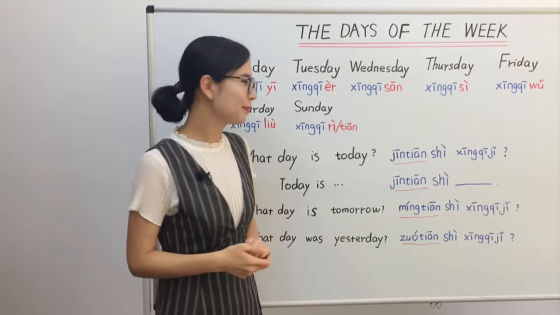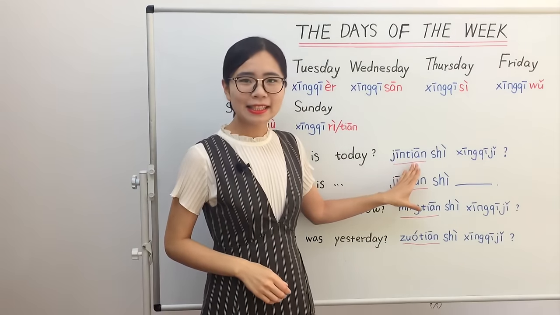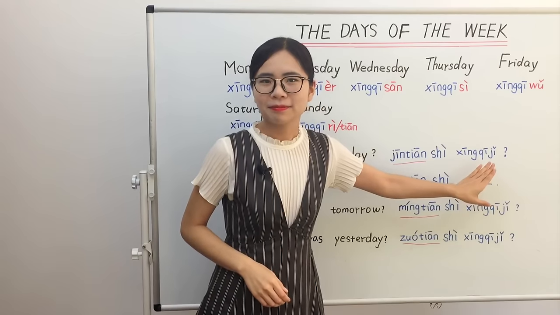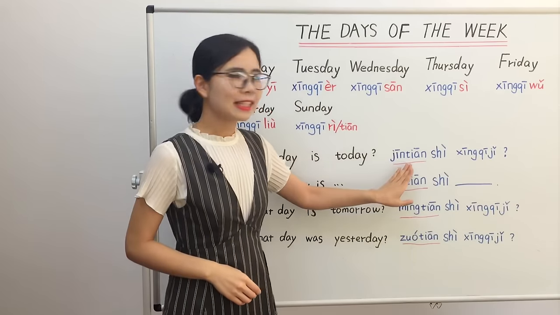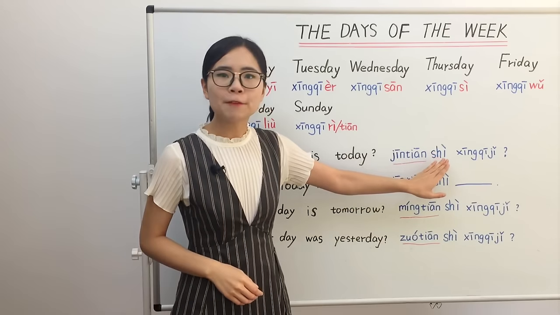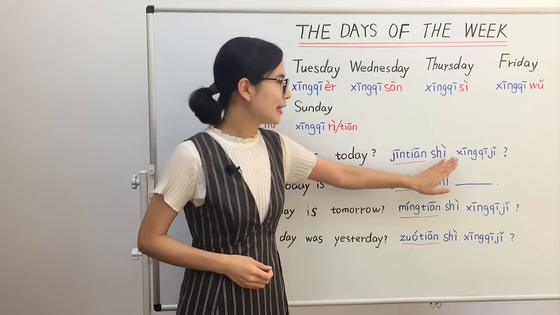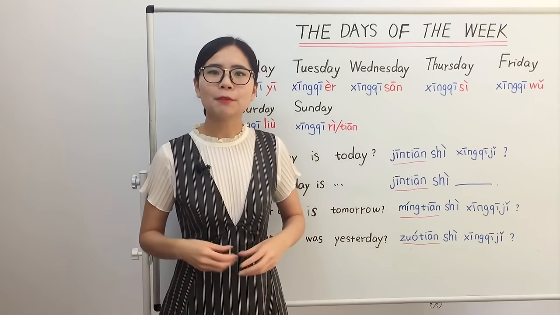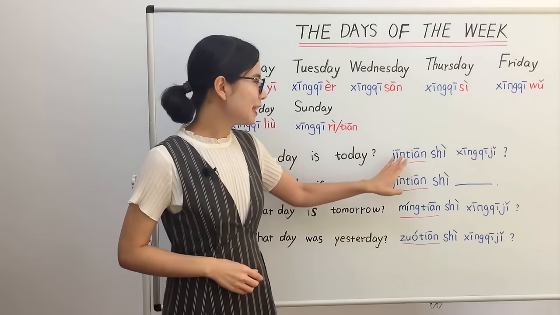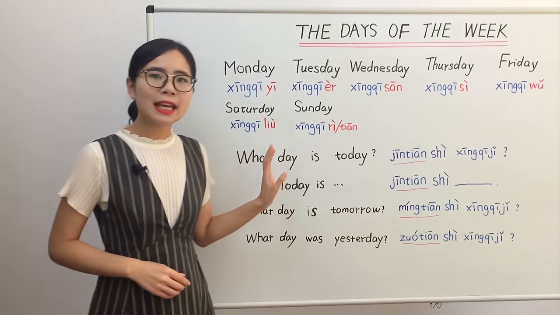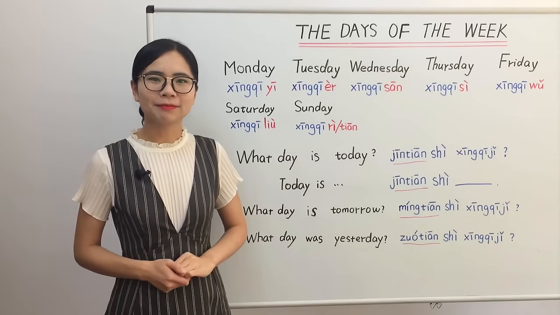Okay, let's continue. 今天 means today. 是 is the verb to be. And 星期几 is a question phrase meaning what day of the week. So, 今天是星期几 means what day of the week is today.